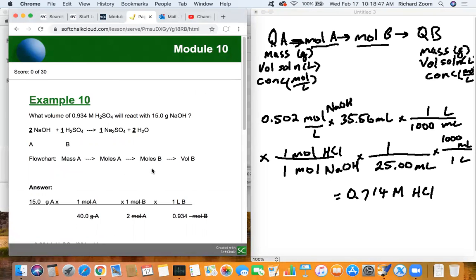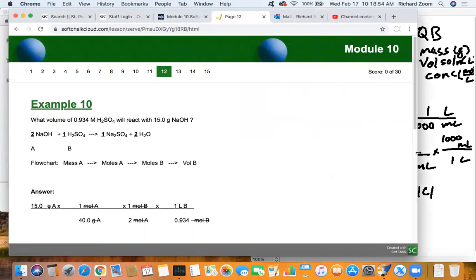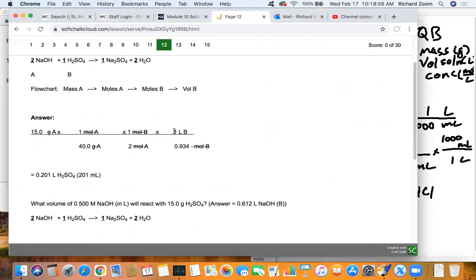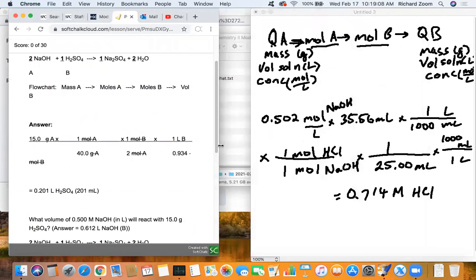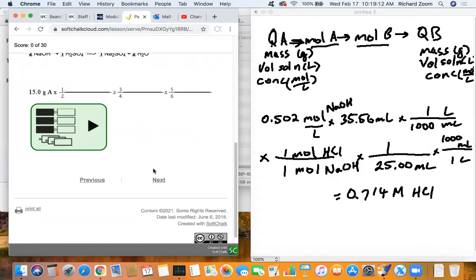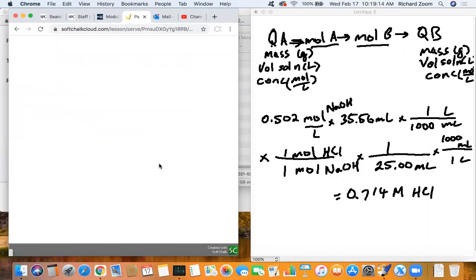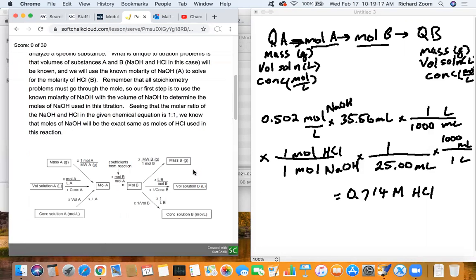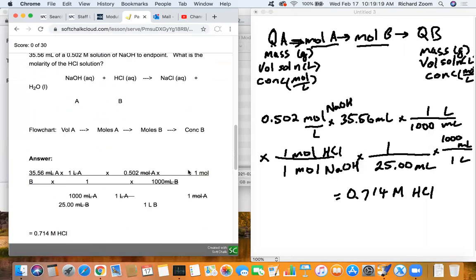Thank you. So take a look. Do you see this example 10 that we looked at earlier? You'll notice we had to do the flip thing here at the end because we were looking for a volume, in liters. And here, we're not looking for that. We're looking for a concentration. That's all the difference. And again, you've got to take it one step at a time.